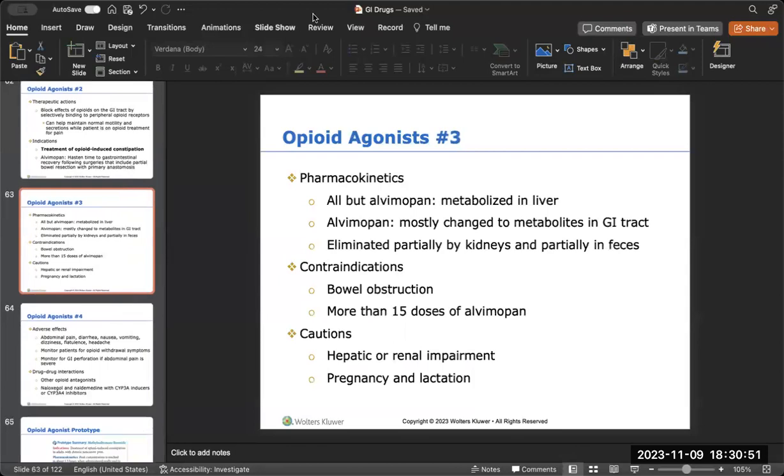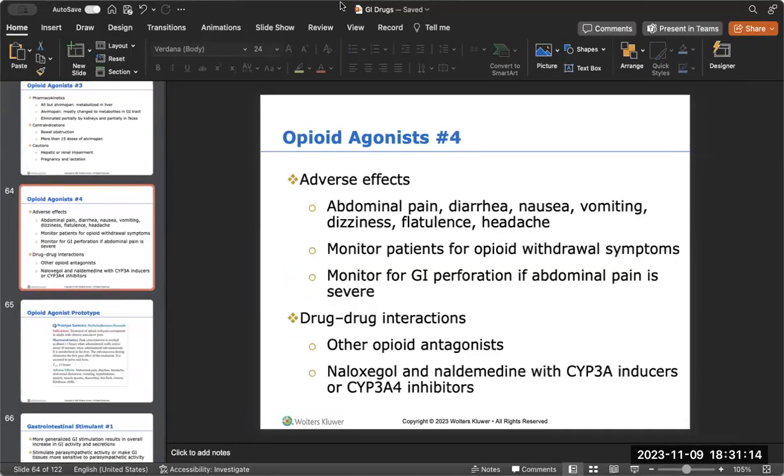So everything but alvimopan is metabolized in the liver. These are metabolized in the GI tract, but pretty much all of these are excreted in the feces, right? Because the whole point of this is to treat constipation, to help you go to the bathroom. Okay. So problems would be hepatic or renal impairment, and pregnancy, always. Once again, GI issues are an adverse effect, like abdominal pain, diarrhea, nausea, vomiting, always there.